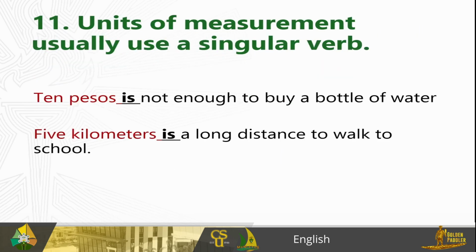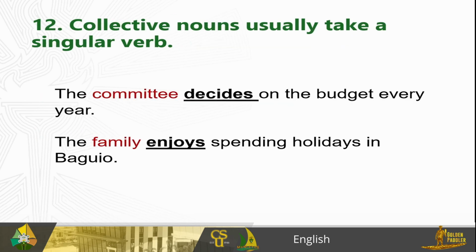Number 11. Units of measurement usually use a singular verb. For example, 10 pesos is not enough to buy a bottle of water. 5 kilometers is a long distance to walk to school. Number 12. Collective nouns usually take a singular verb. For example, the committee decides on the budget every year. The family enjoys spending holidays in Baguio.